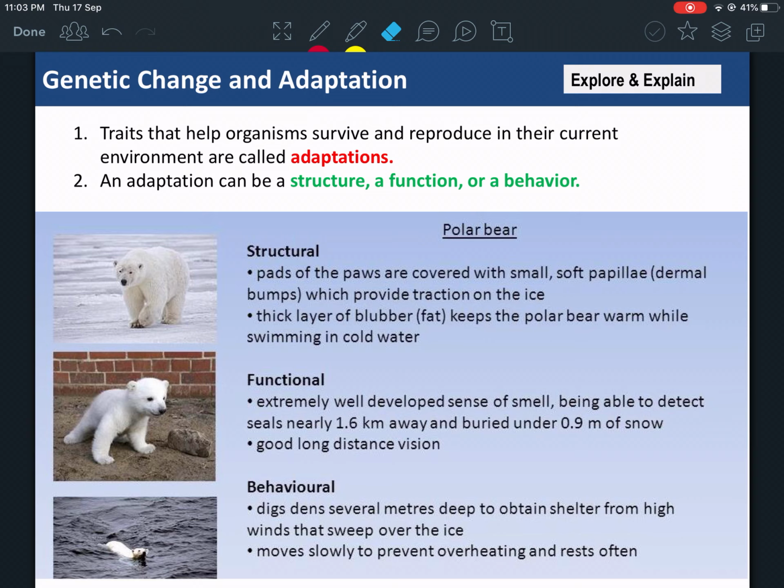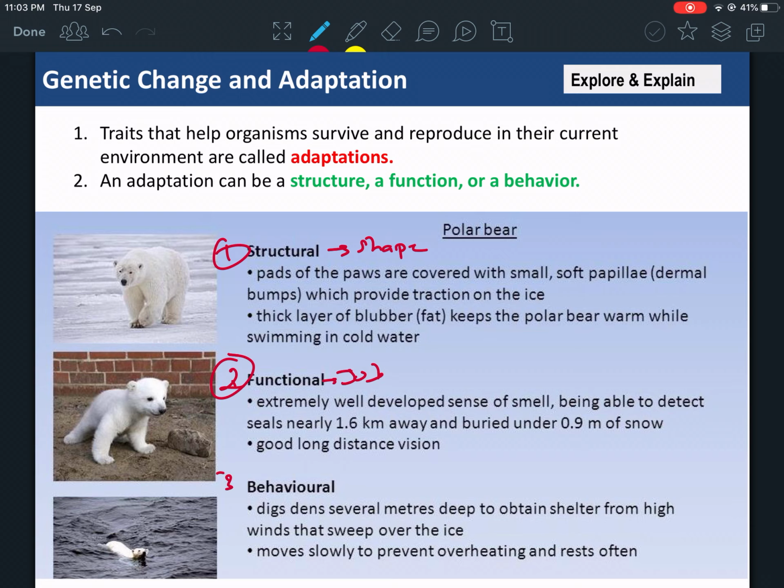Same thing with the bear's sense of smell. It has developed an extremely well developed sense of smell over time, in order to survive and catch food. So this is the function. That means the job of a certain body part. Structurally means the shape, a change in the shape. Here, a change in the function.